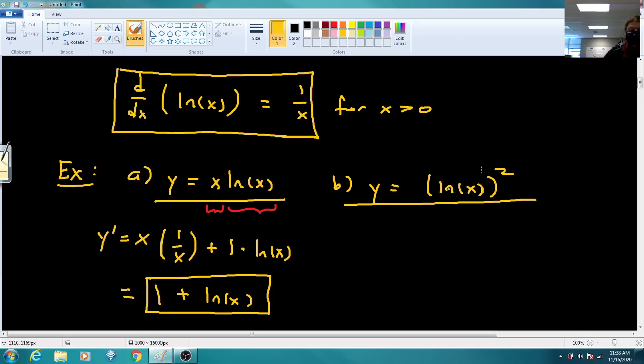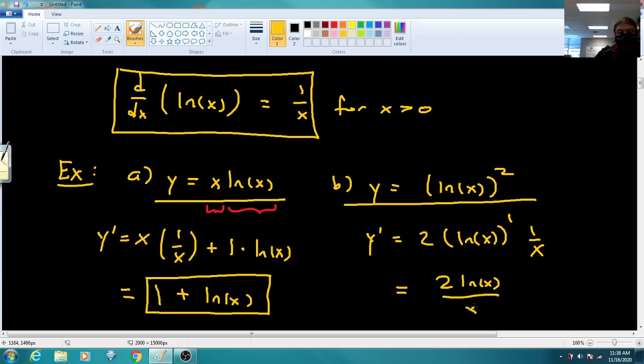For part B, the square is the outer function. So we're going to take the derivative of that. So the 2 will come down. We'll leave the natural log part alone. 2 minus 1 is 1. And then we multiply by the derivative of natural log, which is 1 over x. If we want to algebraically clean this up, we could get 2 natural log of x over x.